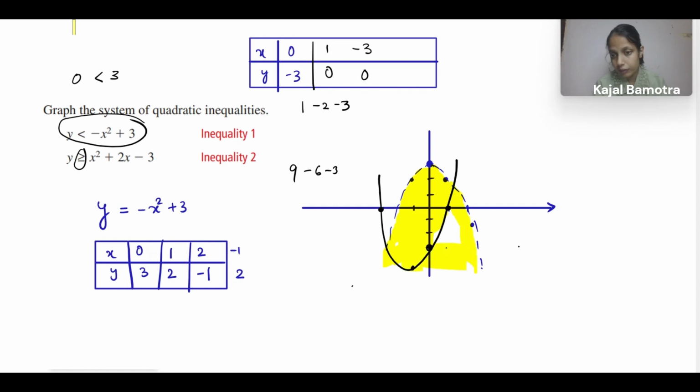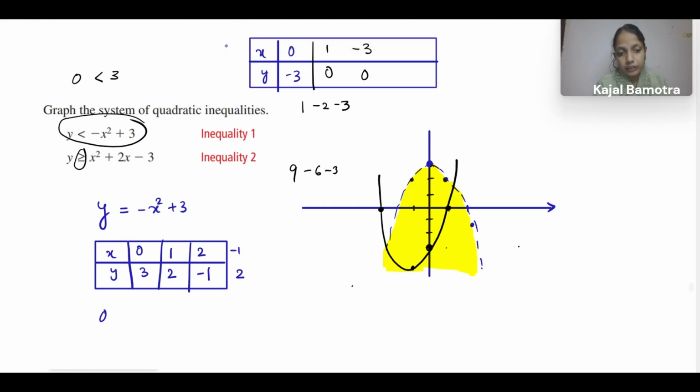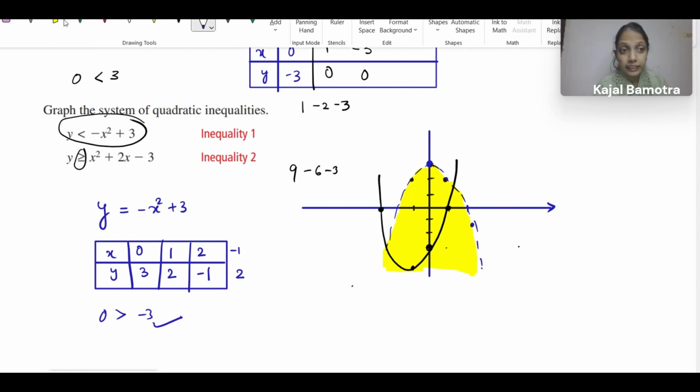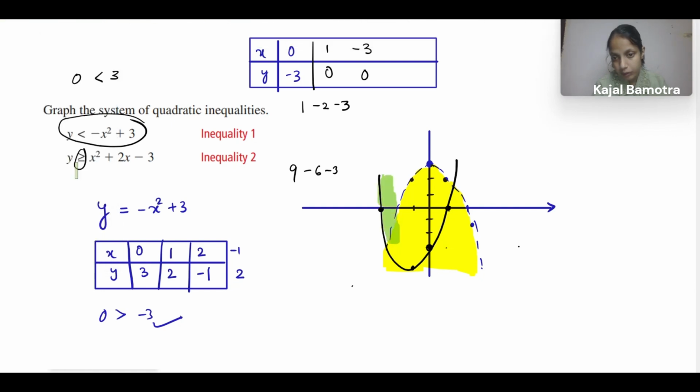Now we will check for the second. For the second one, you can choose again 0, 0 because 0, 0 is inside that. So 0 is greater than negative 3. Yes. So for the second, it is also inside the parabola.